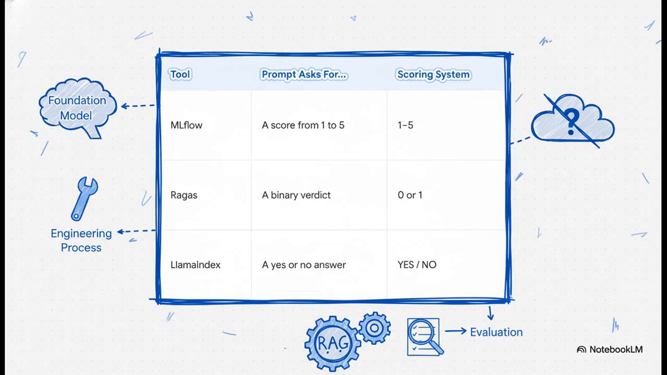I mean, just look at this. You've got 3 popular tools, MLflow, Ragas, and LlamaIndex, and they all say they measure faithfulness. But one gives you a score from 1 to 5, another gives you a 0 or a 1, and the last one just says yes or no. They are completely incompatible. You can't compare them. This ambiguity is a massive headache for builders.